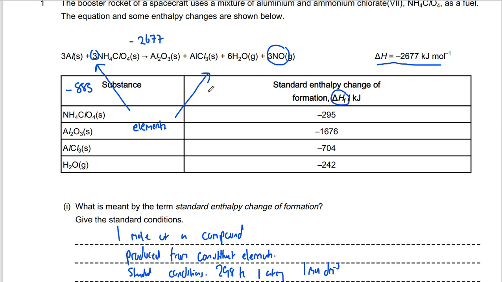And that gives me a grand total of minus 3832 plus my unknown. Now my unknown is 3 lots of NO, which I'll put as 3x. Now from here, we just have to figure out how this all links together.